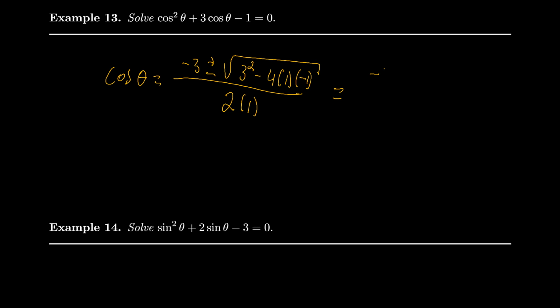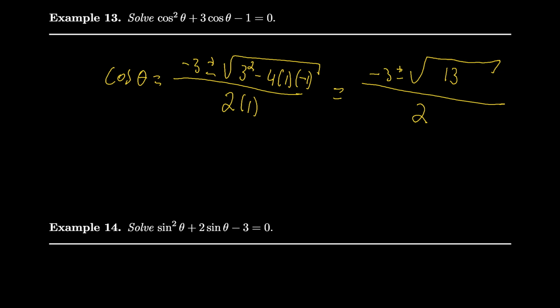Well, this is minus 3 plus or minus, let's see here. What's underneath the radicand here? That's 9 plus 4, apparently. 9 plus 4 is 13. So like that over 2. Okay? So this is one of those weird ones where it shows up.